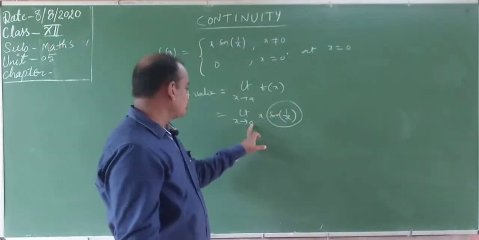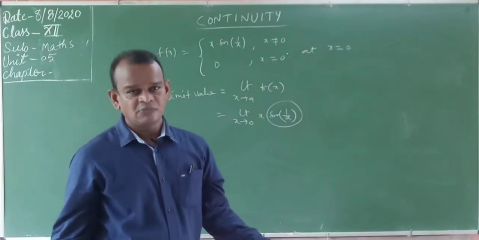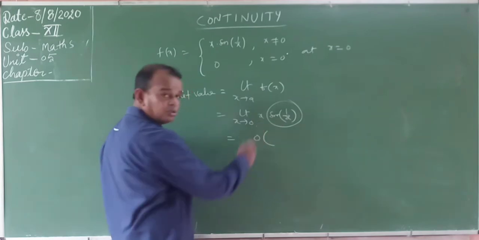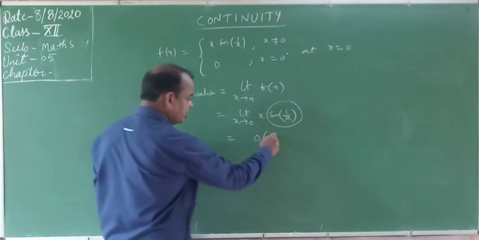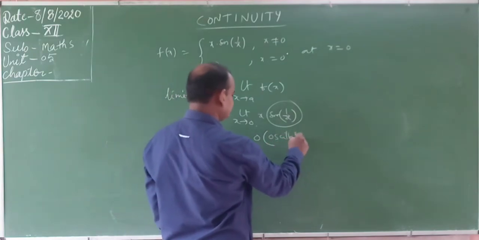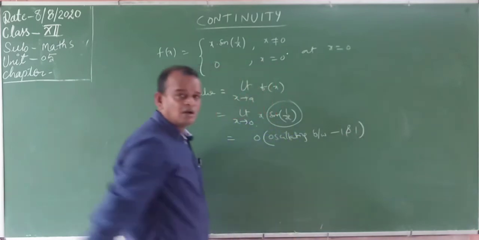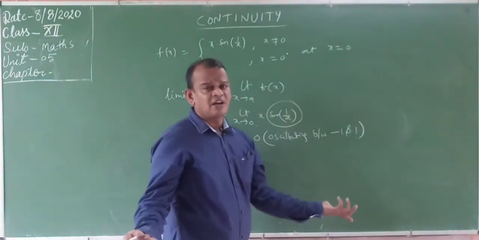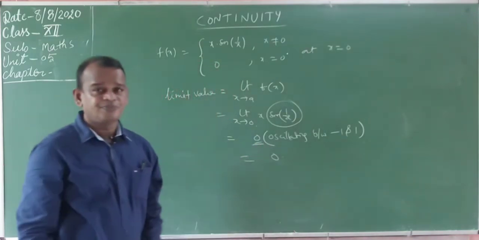But you multiply it with 0. x tends to 0, 0 into something. How much? Understood or not? Now, x tends to 0, 0 into sin x. Sin x always lies between, oscillating between -1 and +1. How many values are there in between? So many values. But multiplying with how much? 0. What is the answer? 0.